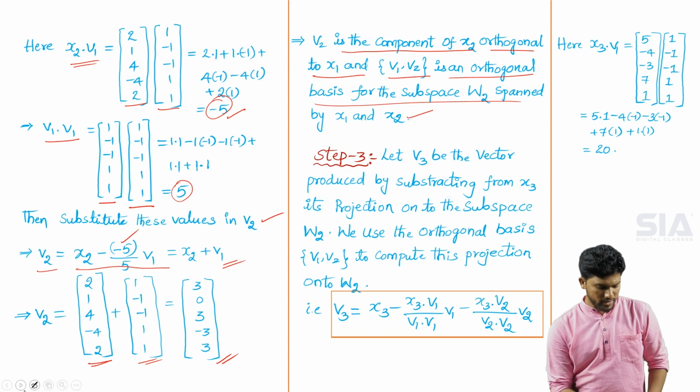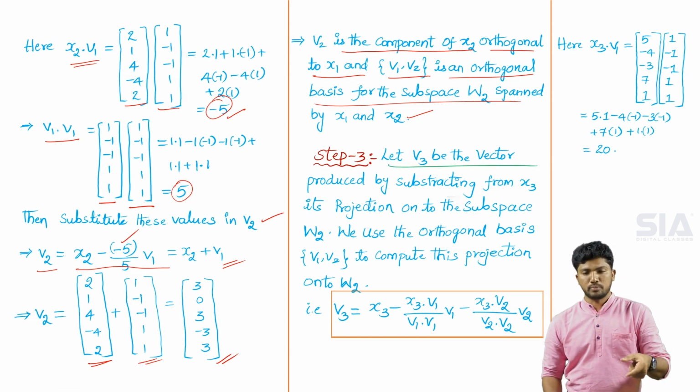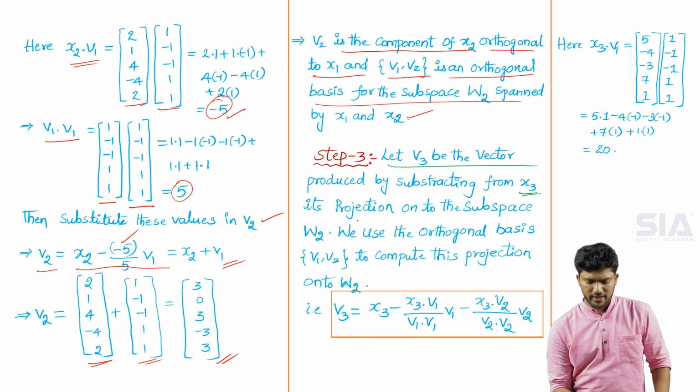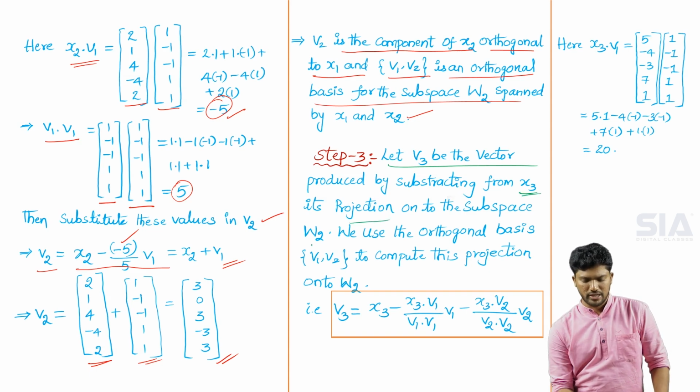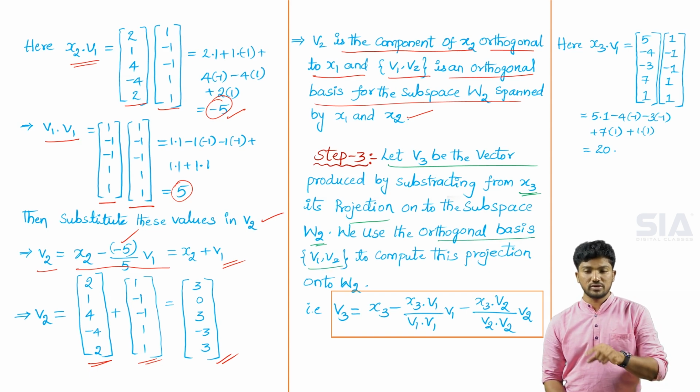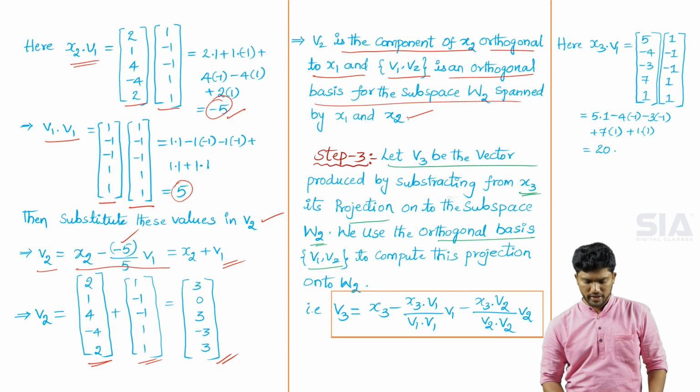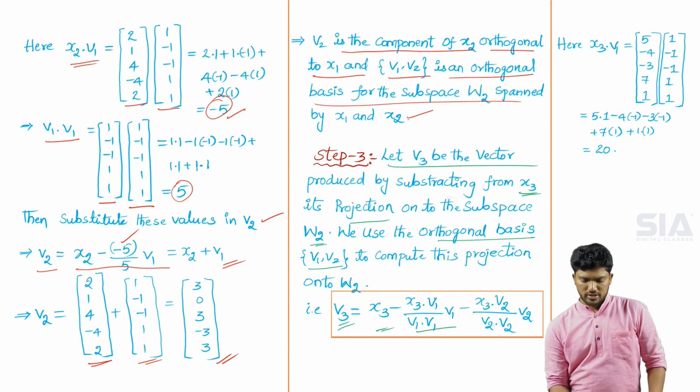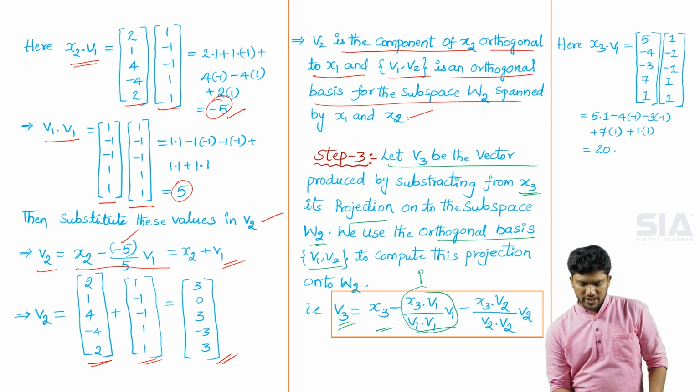And next we can go to step 3. Step 3 means let V3 be the vector produced by subtracting from x3 its projection onto the subspace W2. We use the orthogonal basis V1, V2 to compute this projection on W2. So therefore V3 is equal to x3 minus this one. This value is the projection of x3 onto subspace V1.